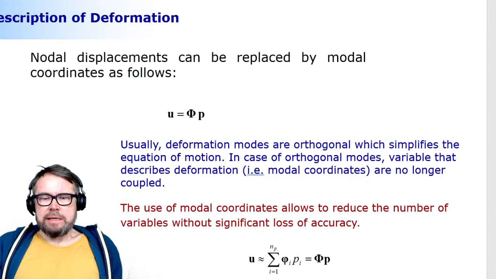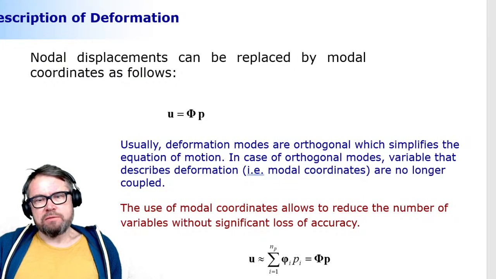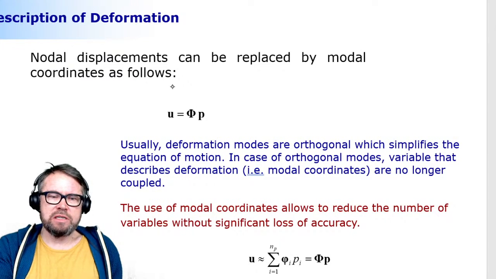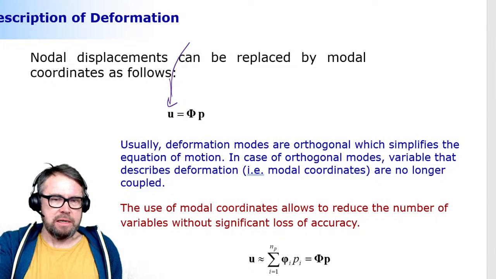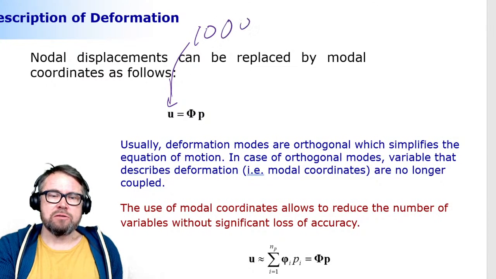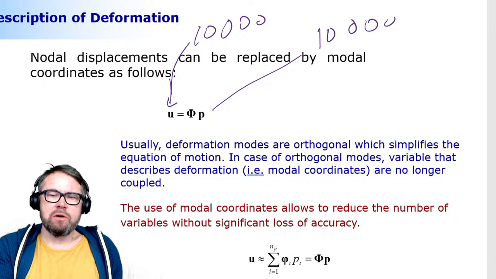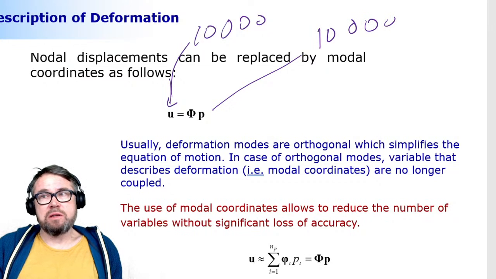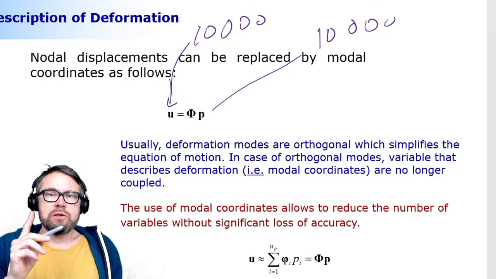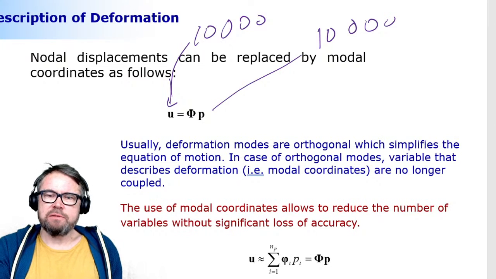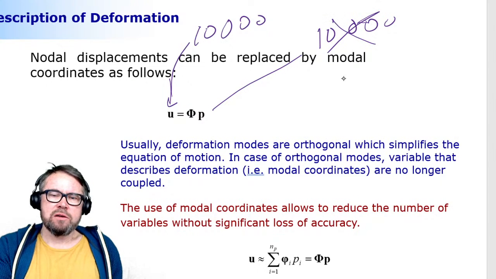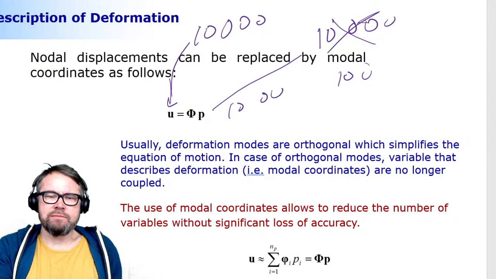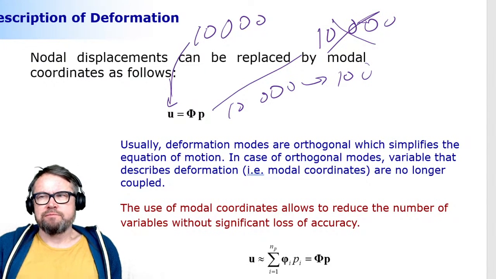All right. Now the beauty of this method is that if you can do this mapping, let's say this is your original set of unknowns, this 10,000 number of unknowns, you can move to 10,000 modal coordinates, but then you don't reduce the problem. But you could reduce the problem, and instead of using 10,000, you could possibly use just 100. So you can go down from 10,000 to 100.